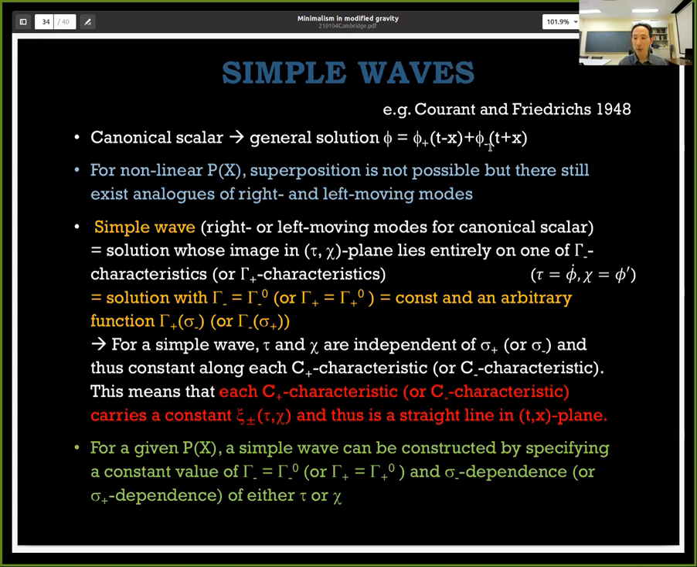As we know in fluid dynamics, there are many techniques developed for nonlinear dynamics, as you can see from this textbook. One such technique is called simple waves. Simple waves are basically the analog of right moving modes and left moving modes. If we consider a linear wave, then we have left moving modes and right moving modes. For example, if we consider a canonical scalar, we have left moving and right moving modes. On the other hand, if we consider P of X, this is no longer the case. I mean, we cannot superimpose left moving and right moving modes, but still, we have analogs of left moving and right moving modes. They are called simple waves.